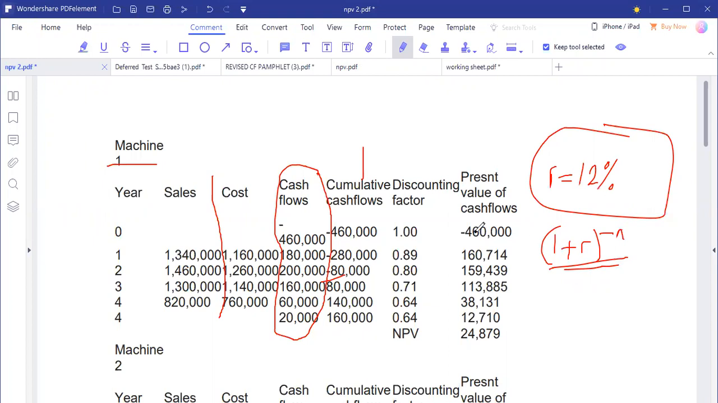For the first year, year 0, it's 1. Of course, the number of decimal places doesn't matter. You can go for even 3 decimal places or 4 decimal places. The examiner can still understand for as long as the concept is clear. So for the other one, we're getting 0.89.